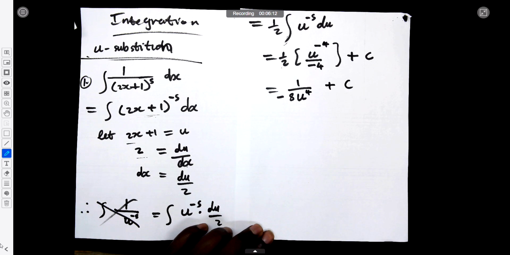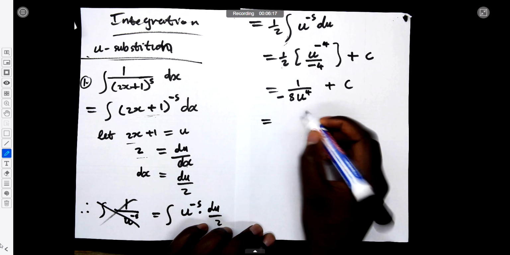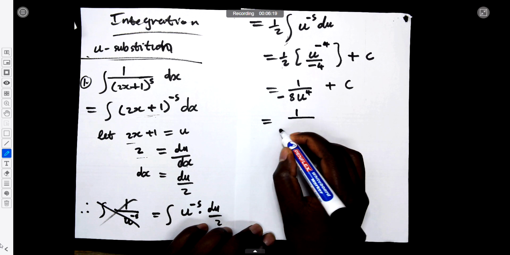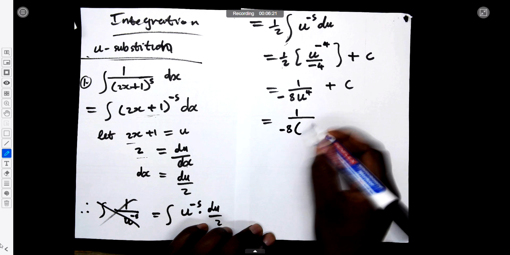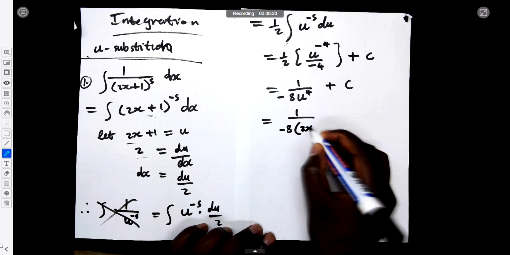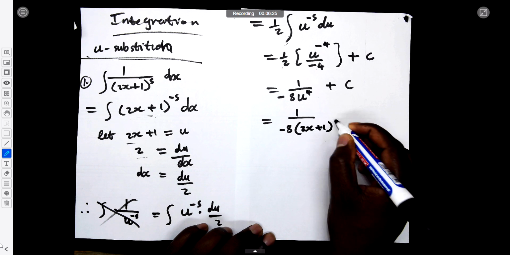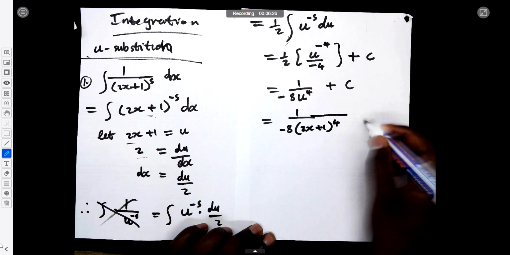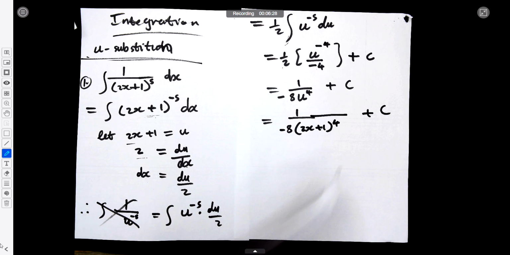So we are not done. We need to replace back the variable in terms of x. So it's going to be equal to 1 over -8, then all in all we have 2x plus 1 to the power of 4, plus the constant. Therefore, that is our integral of the function 1 over 2x plus 1 to the power of 5.